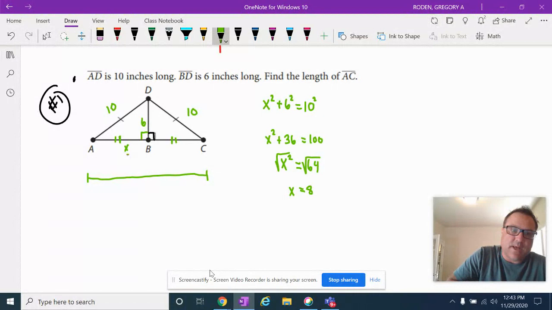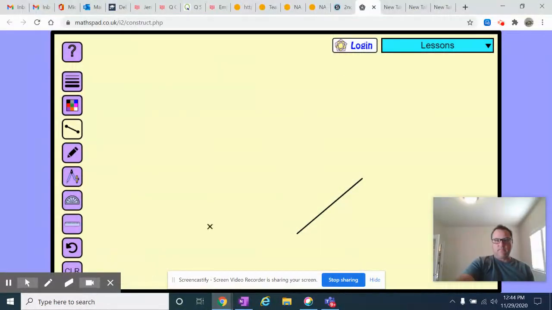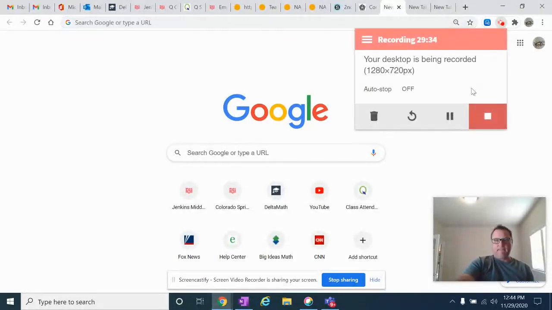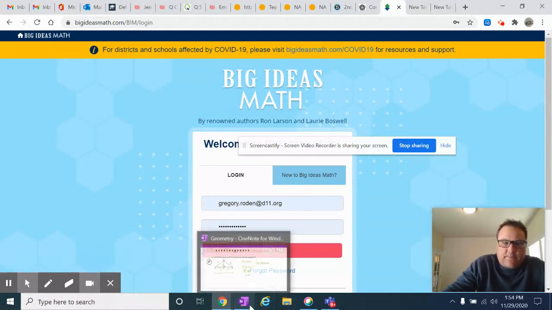So now that we know that X equals 8, since it's on the perpendicular bisector, we know AB is equal to 8, and we know that BC is equal to 8. So we can now say that the measure of AC equals 8 plus 8, which equals 16. And we're done. All right, so let's do the next one.